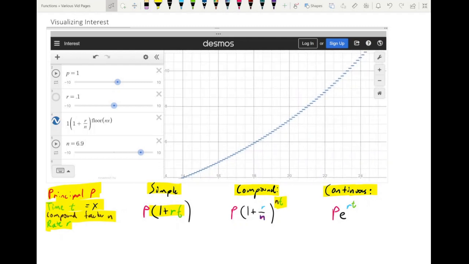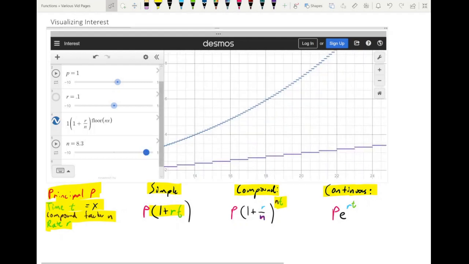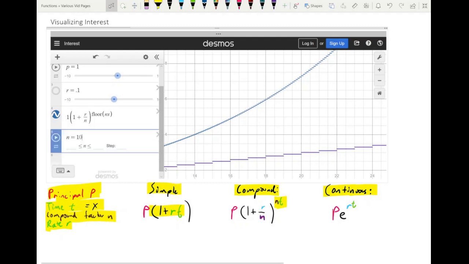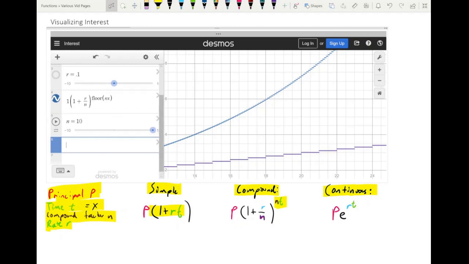Now, it's not actually a continuous curve, right? Even if I bump up n to absurd values, it's still going to be discrete, right? It's still going to disperse at regular intervals. But you can make the intervals arbitrarily small, depending on how big you want n to be. So that's another difference between simple and compound interest. Now that actually brings us pretty nicely into continuous interest, which, as you can imagine, doesn't really have this step-like behavior.